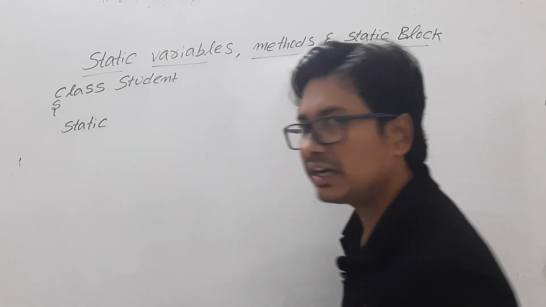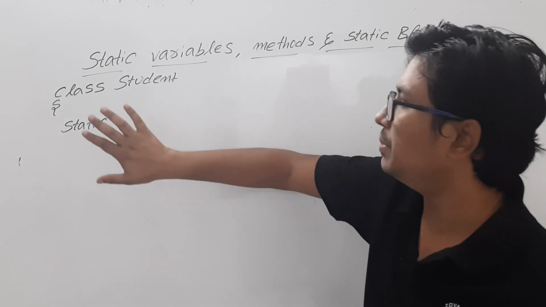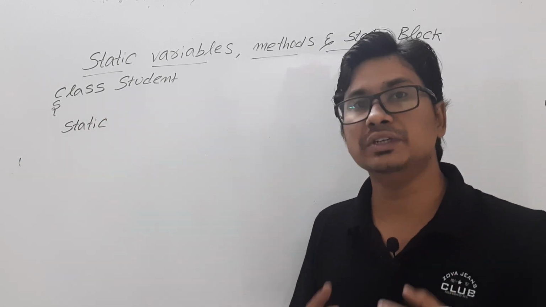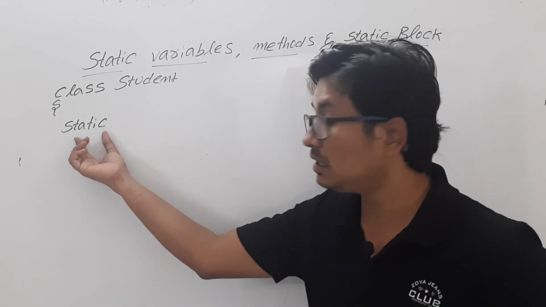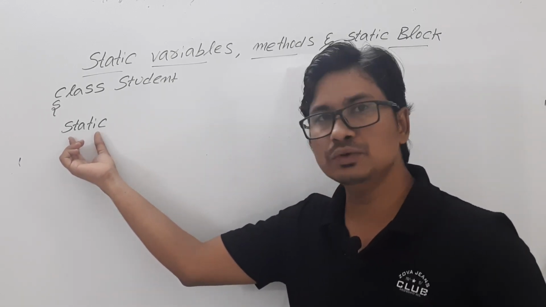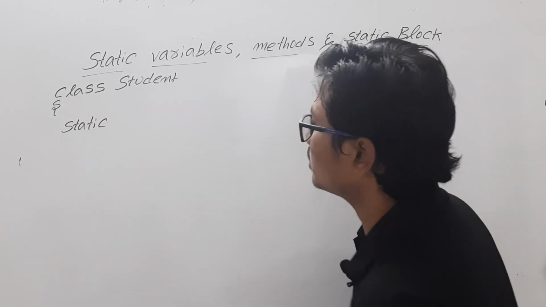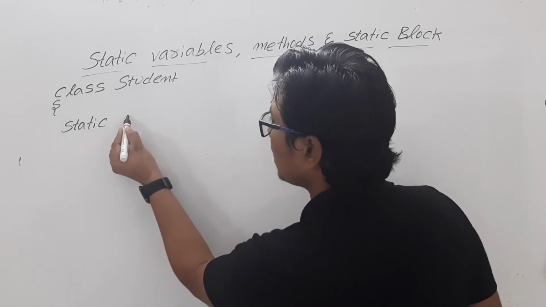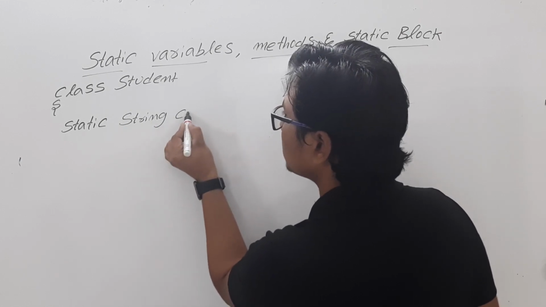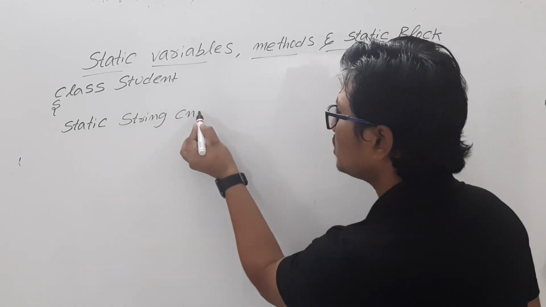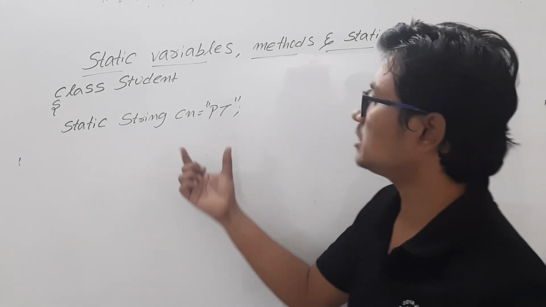Remember one thing. For an instance variable, you will have the data type and then the variable name. But for a static variable, because you need to differentiate the static variable from the instance variable, we use the keyword called static, where s is lowercase only. Okay, static. Then I will have the data type. Let's take String college name, let me write it as cn is equal to, let's take pt, Parnika tutorials, I am writing it as a shortcut, pt.